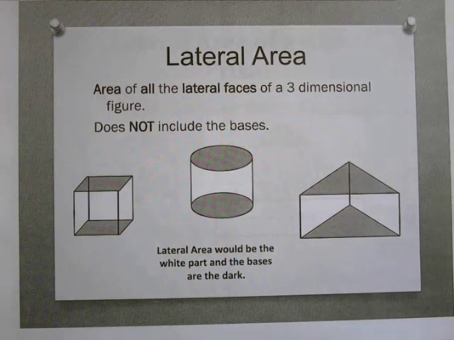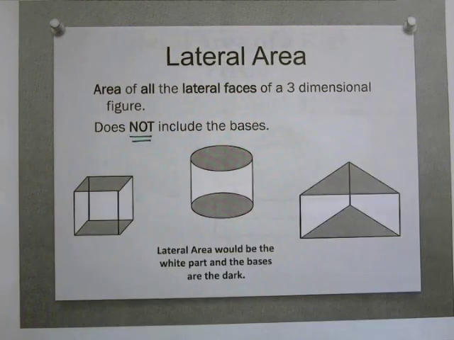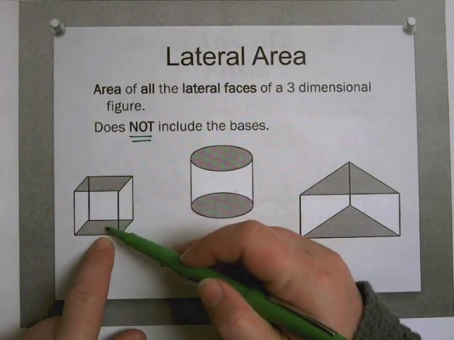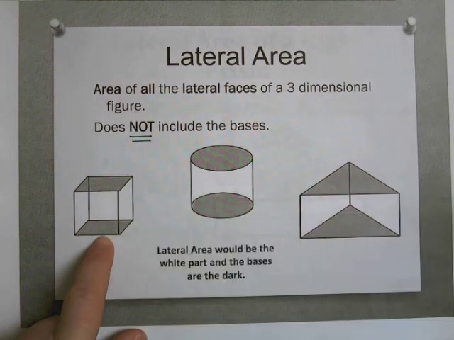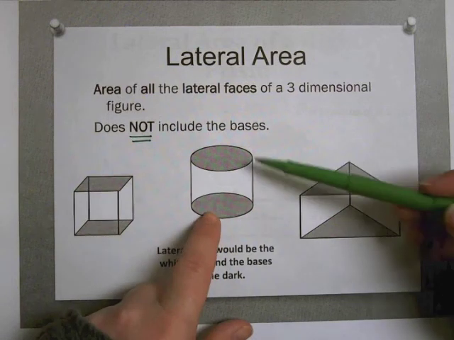Okay, what we're going to do is find the lateral area. The lateral area is the area of all the lateral faces of a three-dimensional figure. The key thing to remember is it does not include the bases. So notice we have a rectangular prism here. We identified our bases there by their shading. What we want to do is find the area of everything that's not shaded.